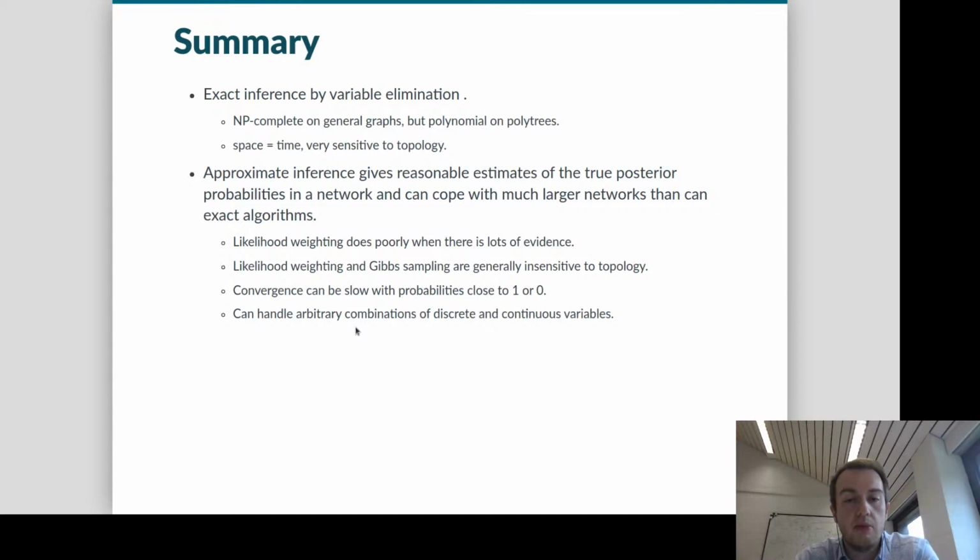By doing so, we are able to cope with much larger networks than what you can do with exact algorithms. We've seen prior sampling, rejection sampling, likelihood weighting, and Gibbs sampling. Likelihood weighting will do poorly when there is a lot of evidence. Usually likelihood weighting and Gibbs sampling will be insensitive to the topology, which is nice. However, convergence can be slow when the probabilities that you want to compute are close to 1 or 0. But what is nice with these algorithms is that they can handle arbitrary combinations of discrete and continuous variables.